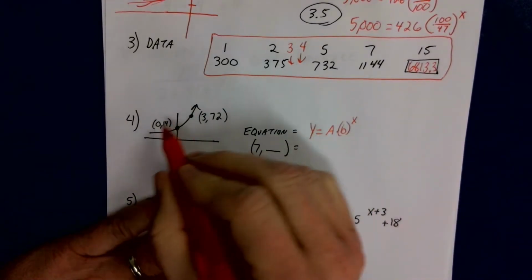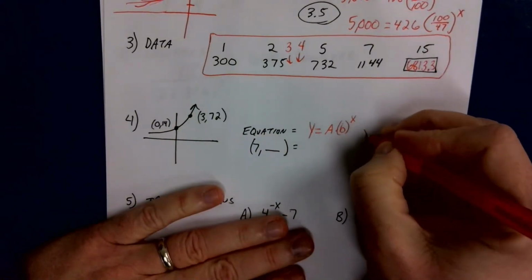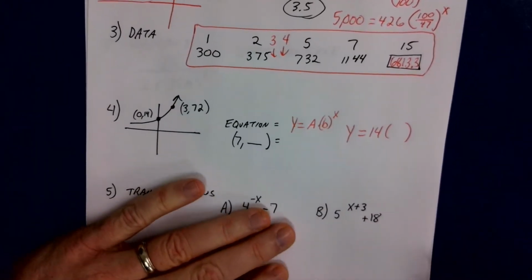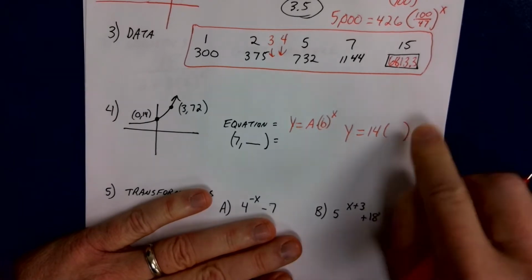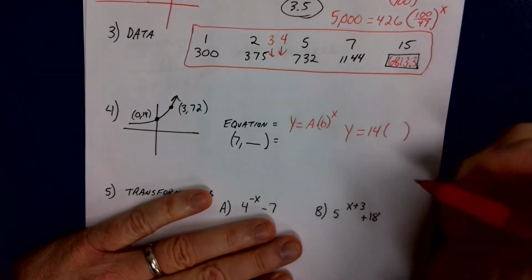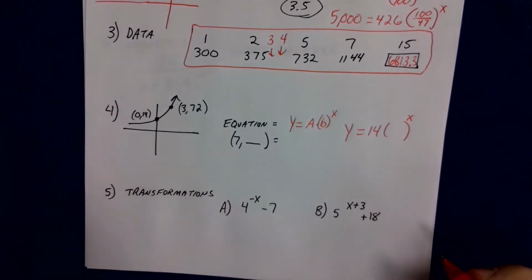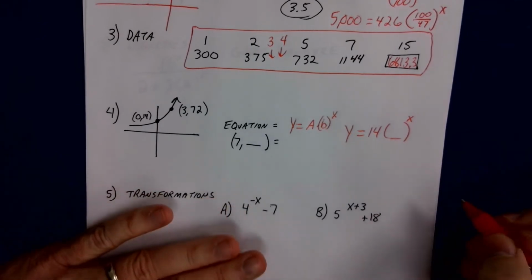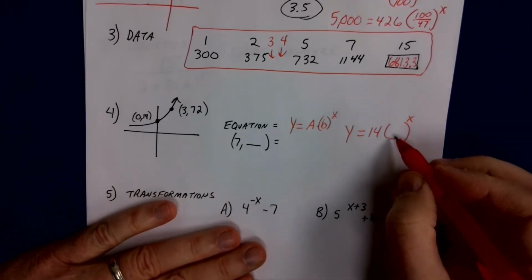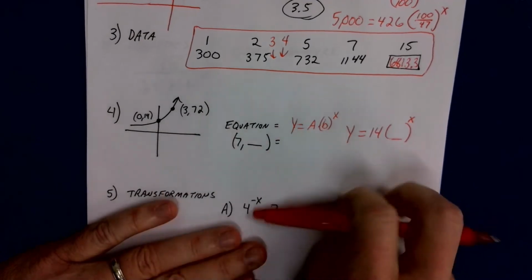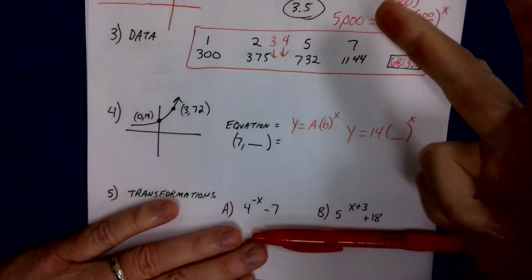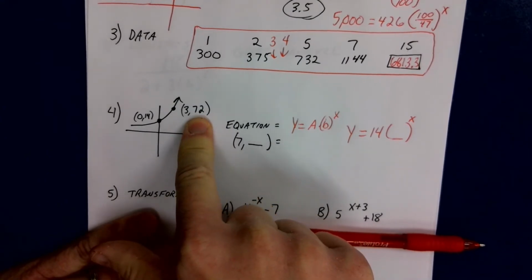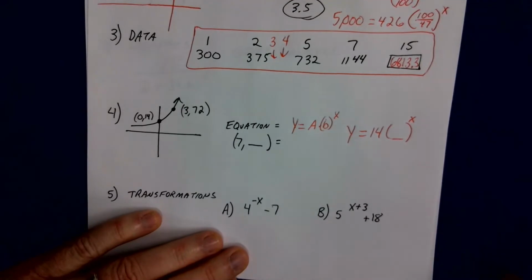So if I look over here at this graph and I see that it starts at 14, I know my equation is y equals 14, parentheses, right? Raised to the x, however many times that is. So what I need to know now is what this thing right here would be, so that if I multiplied it 0 to 1 time, 2 times, 3 times, I would actually get a value of 72. Does that make sense? So how can I do that?